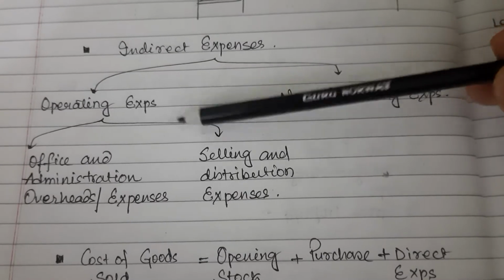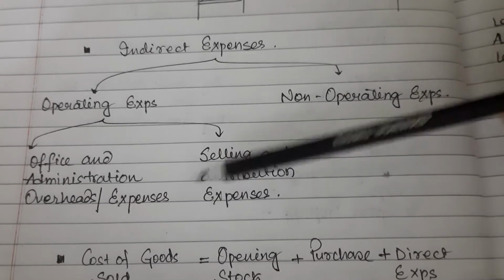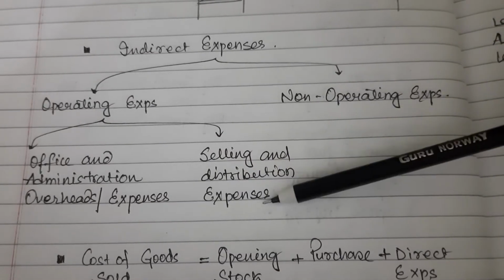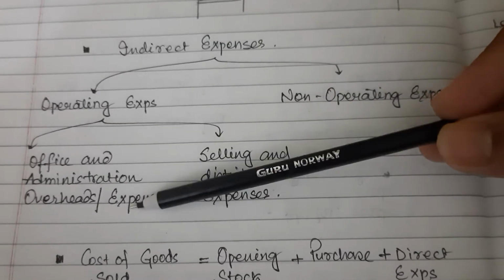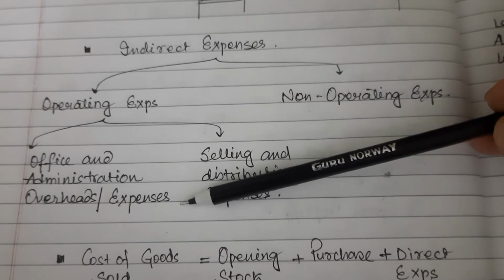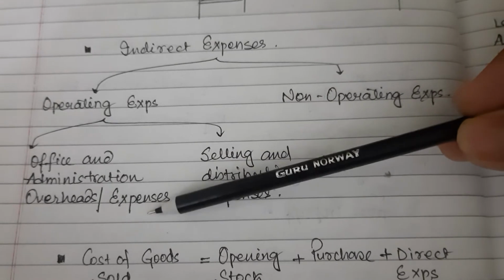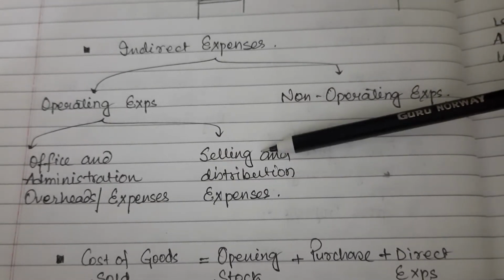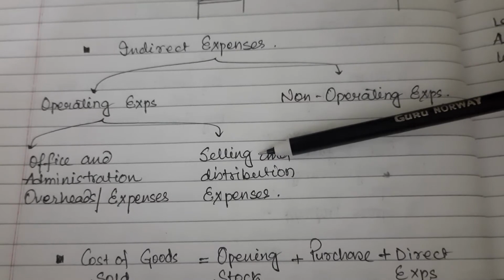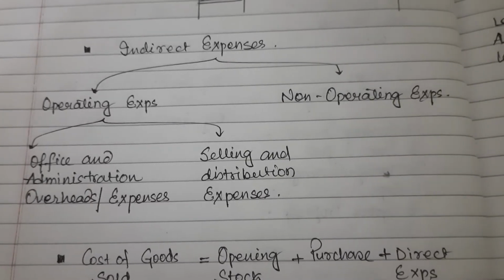And operating expenses are of two types: office and administration overheads or expenses, and selling and distribution related expenses. That means to maintain the office: electricity bill, rent, office staff salaries, depreciation. Those are our office-related expenses, administration-related expenses. And selling and distribution means, to enhance the sale proceeds, we need to incur some advertisement, sales promotion, and commission we have to pay to our agents. Those are our selling and distribution expenses.